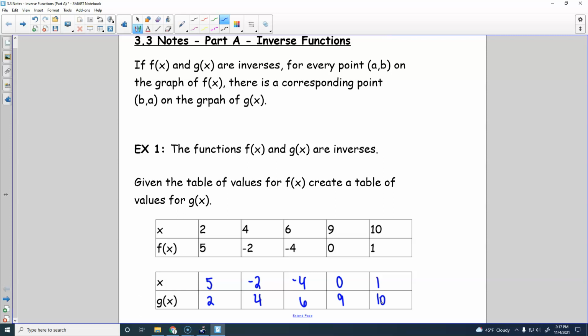So when you're looking at a function and its inverse, each point has a corresponding point on the inverse. So if I have the point (2, 5) on my function, then (5, 2) must be on the inverse. If I have (6, -4), then (-4, 6) must be on the inverse. So you always have these corresponding points.